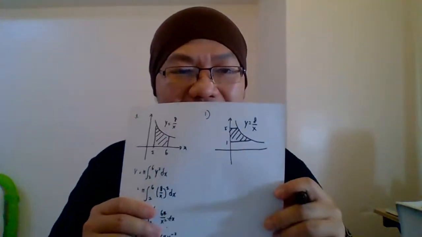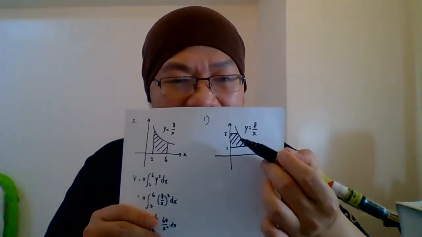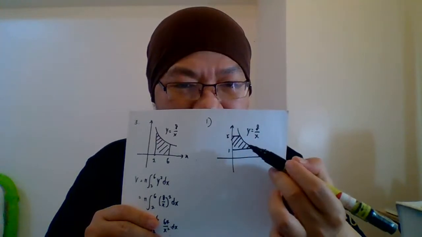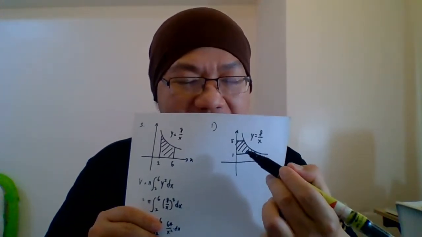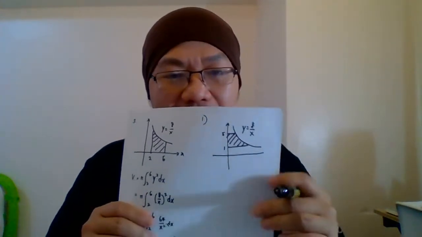So number one, the curve is given, the shaded region is given, and the limits are also given. So 1 to 5, under the curve y equals 8 over x here. Okay, this is the question. Find the volume of the shaded region when rotating against the y-axis through 360 degrees. Now, how do we solve this problem?